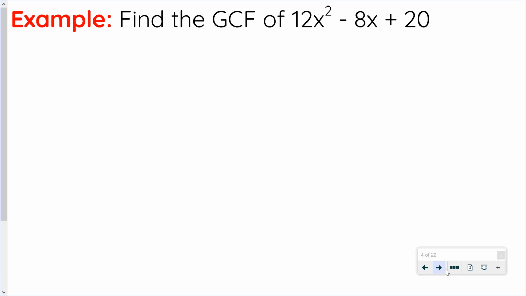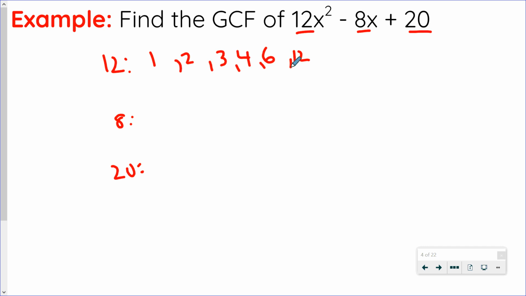The first way is just listing out the factors. So I look at the numbers and I only take the positive. So I know that's subtracting, but it's subtracting an 8. So I'm going to list out the factors of 12, 8, and 20. So 12 is 1 times 12 and 2 times 6 and 3 times 4. So there are all its factors. 8 is 1 times 8 and 2 times 4. So there are all the factors of 8. 20 is 1 times 20, 2 times 10, and 4 times 5.